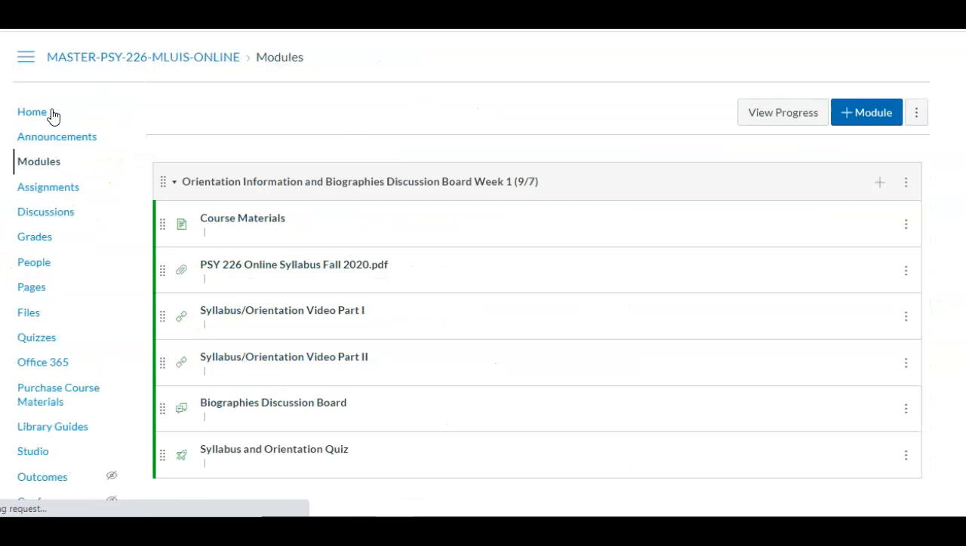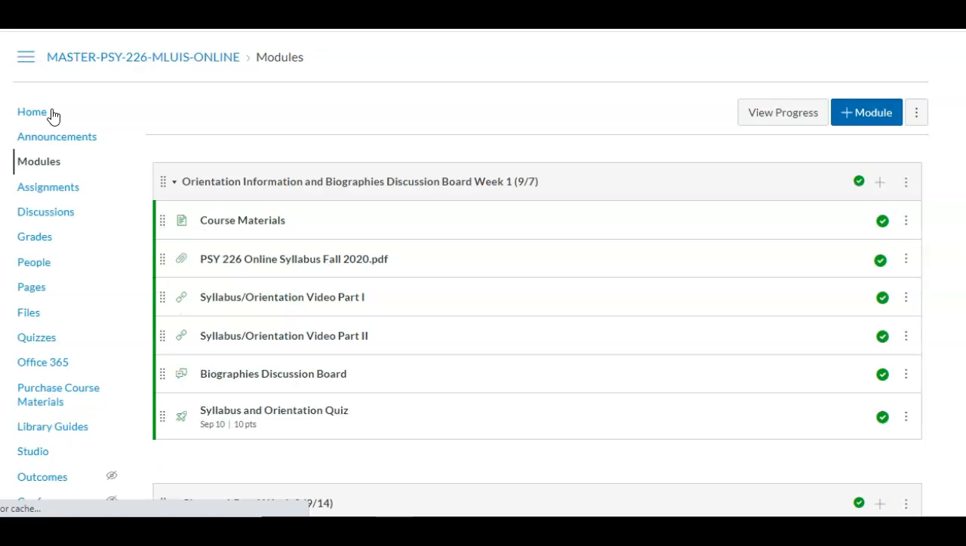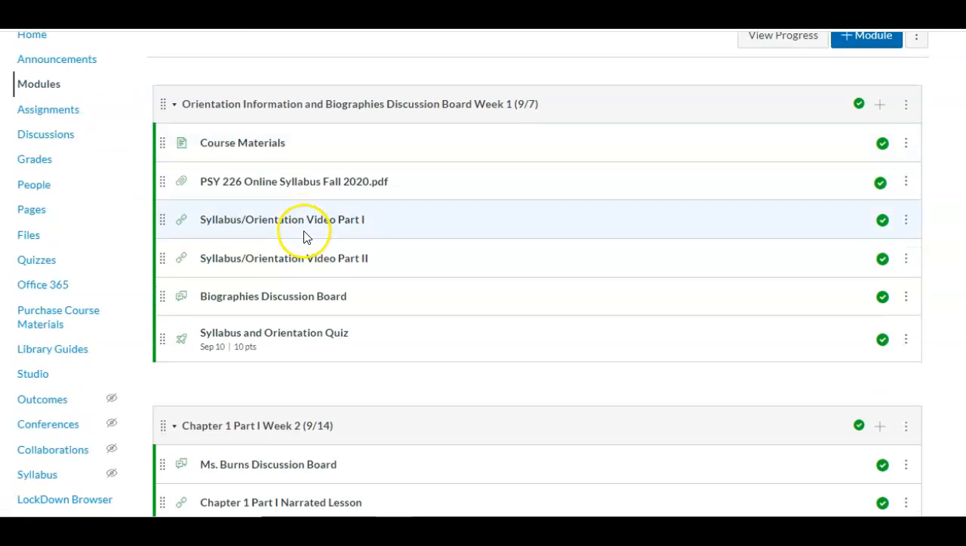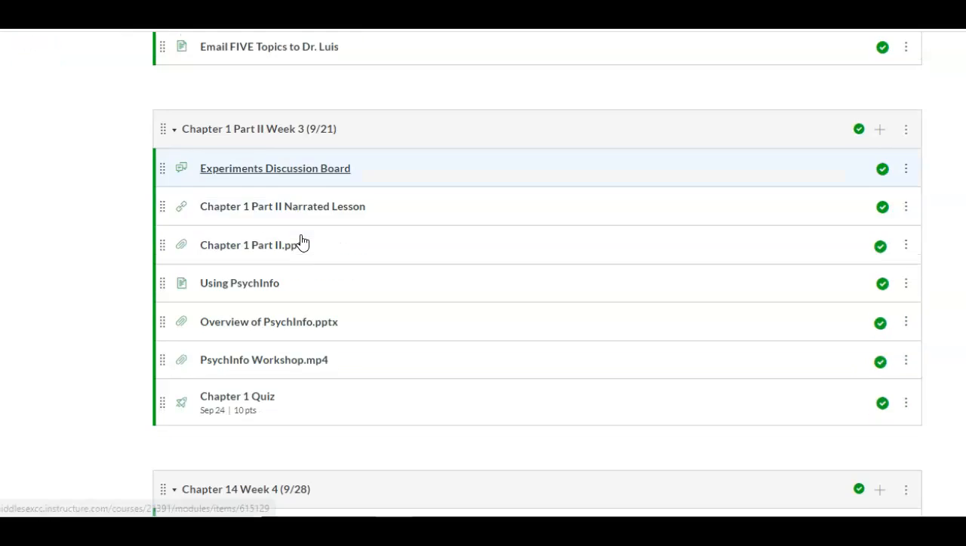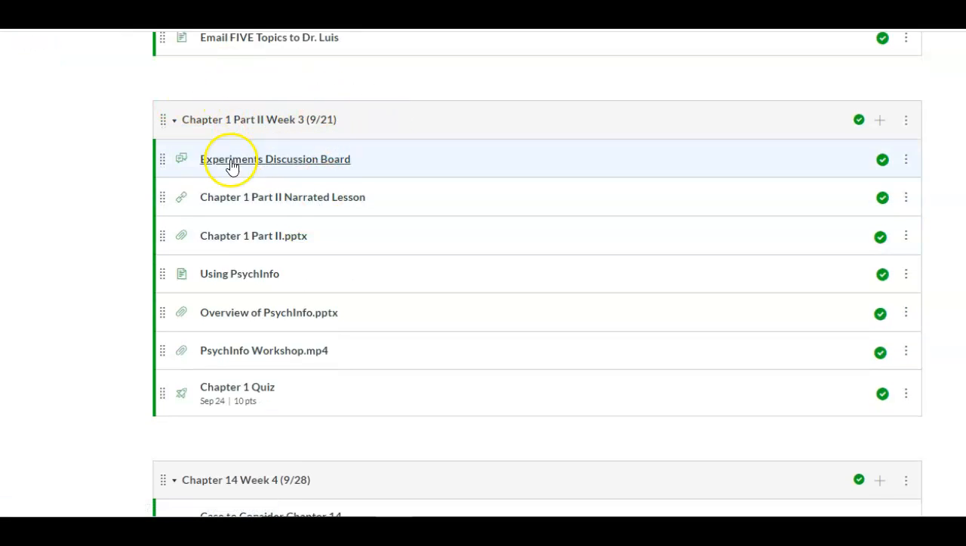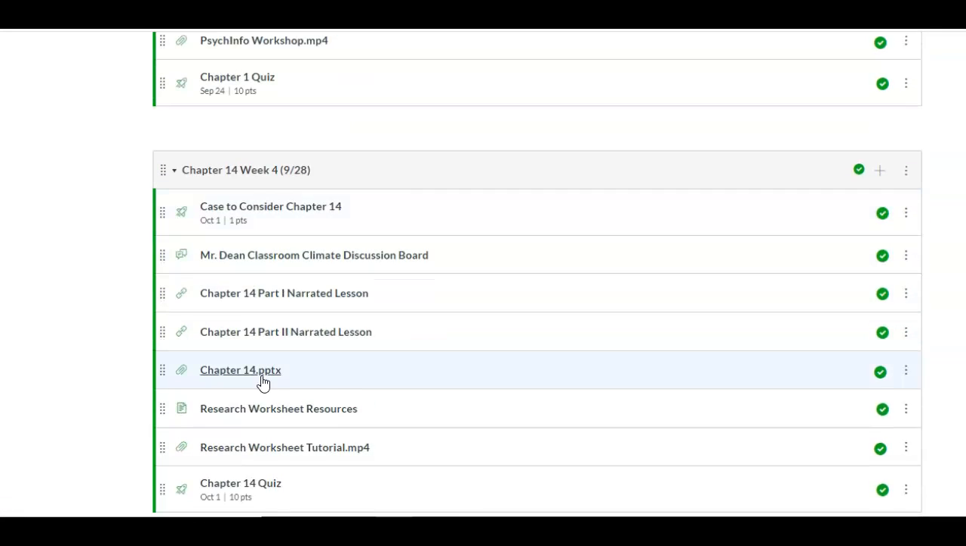Okay, so the modules were all on the home page, but they're also here as well. So again, you just figure out which week you're working on, and then you go and find your module. Okay. Now for the cases to consider, let me just show you kind of what those will look like.